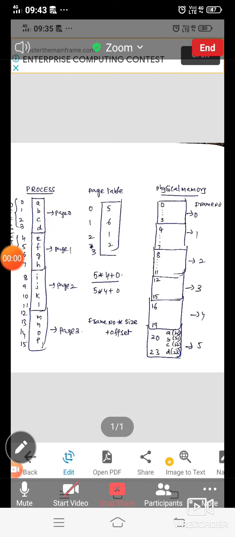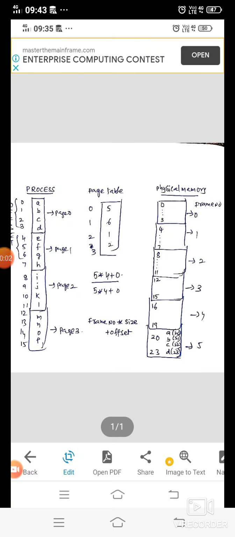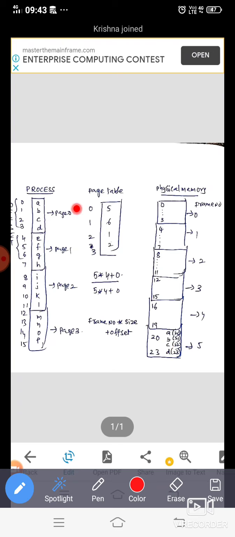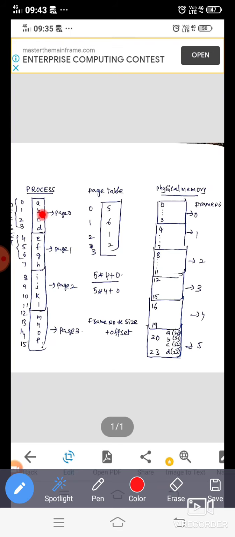So here we have to map this logical address to the physical address. The value A in page 0 is stored at the logical address 0, and let us find out where this A of page 0 is stored in the physical address of the frame 5.